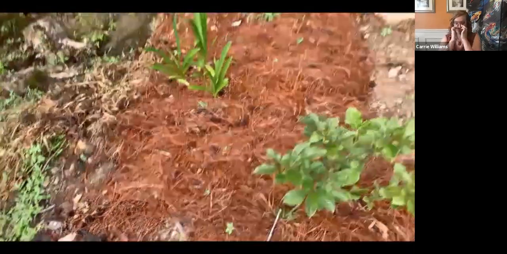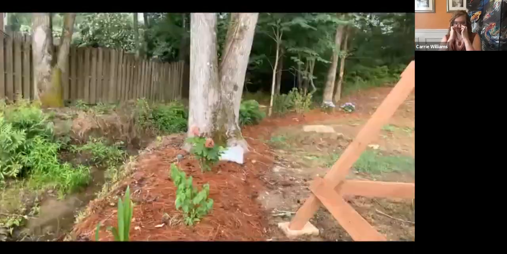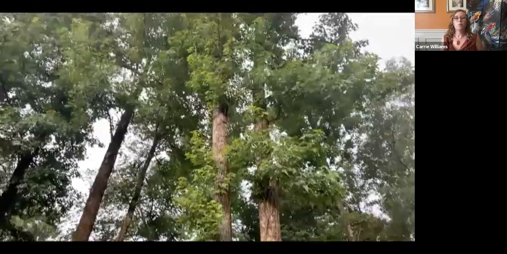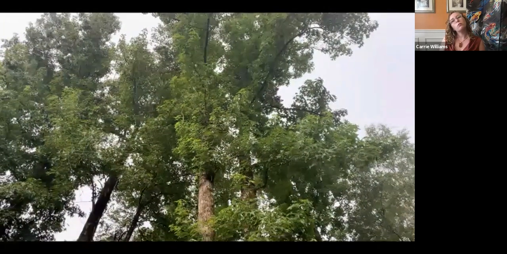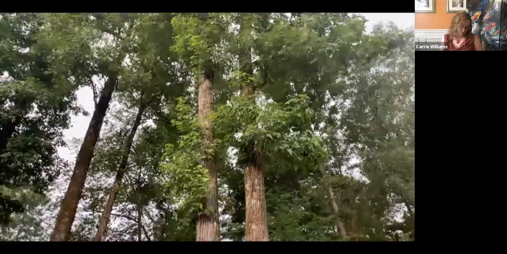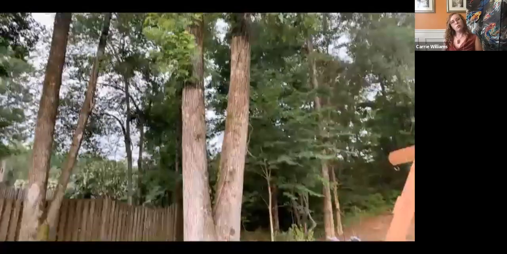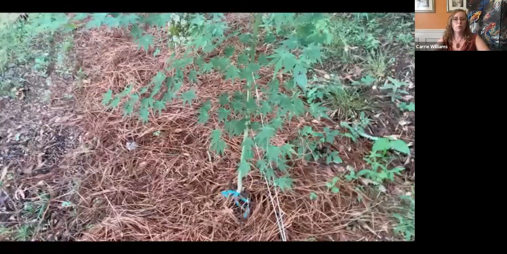Here is one of my larger sweet gum trees, this guy. He's one of the tallest trees on my property, and he gives me some pretty good shade, especially in the afternoon. It's not my favorite tree, but you know, he's here, he's native, and he's happy. And let's look at some maples.